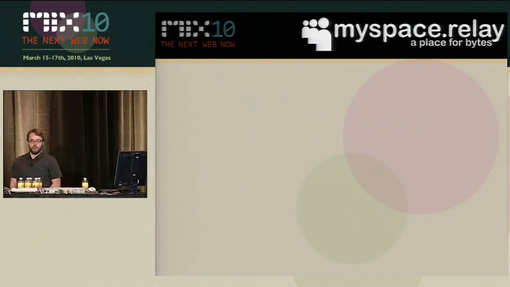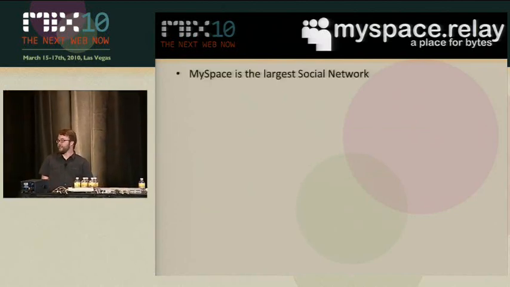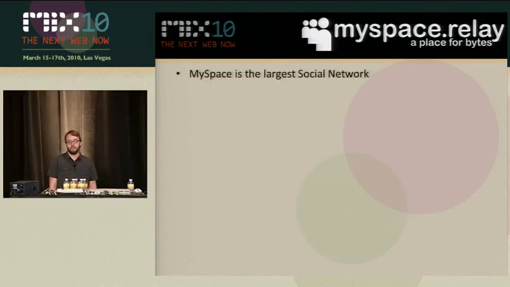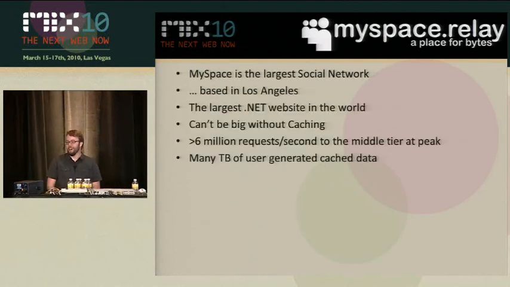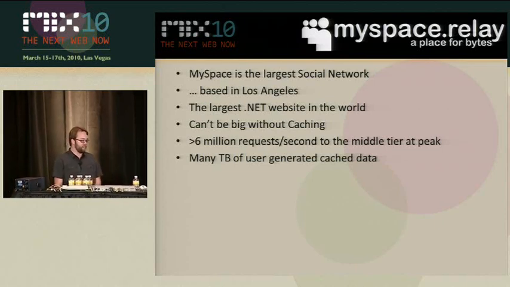So a little bit about who we are. MySpace is the largest social network that's based in LA. But we are the largest .NET website in the world. And as I'm sure you all know, you can't have a very large website without caching. So we have a very large caching tier to support that. Middle tier gets up to around 6 million requests a second at peak during the day. And we've got many terabytes of data stored in there.